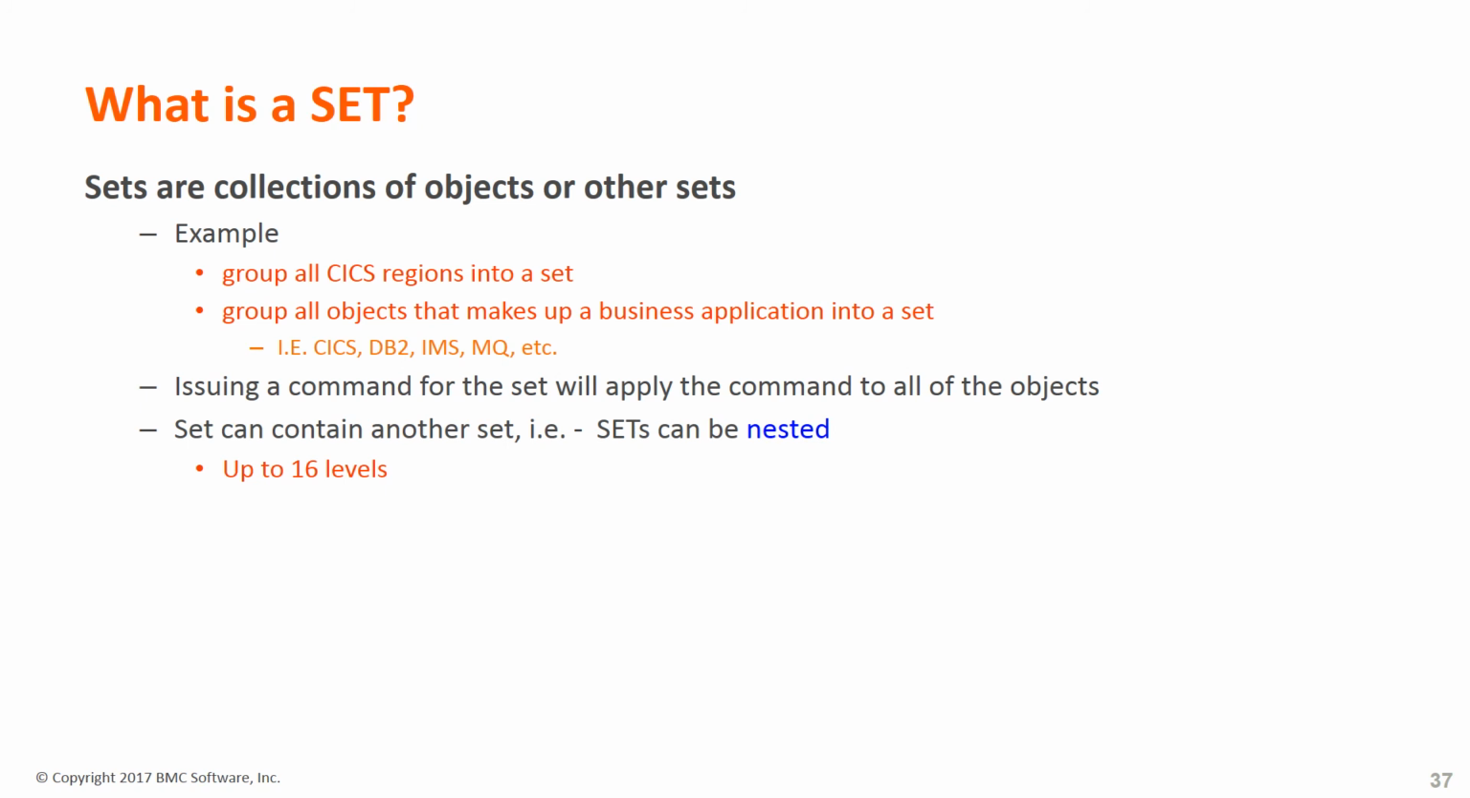So sets can apply to calendar entries, but they also can apply, more commonly, to objects. A reason you might want to use a set is to group all of your CICS regions together, or maybe you want to group your objects, CICSs, DB2s, IMS, whatever, by the applications. And the reason you might want to do this is so that you can issue one command and it'll take that action against all of the objects in the set. Now sets can be defined to contain other sets, so you can nest them up to 16 levels deep.